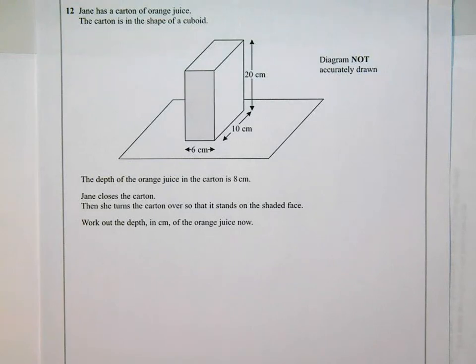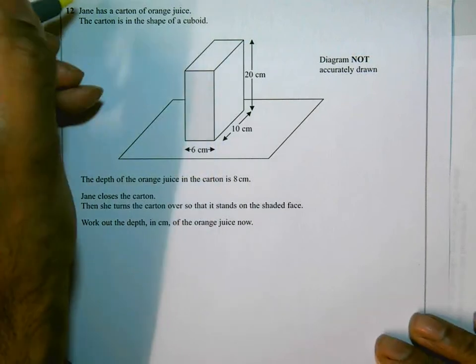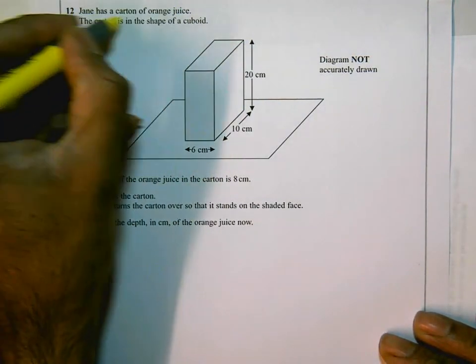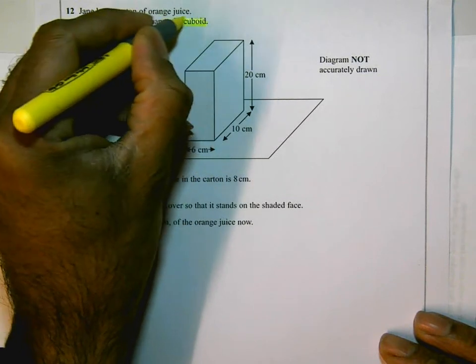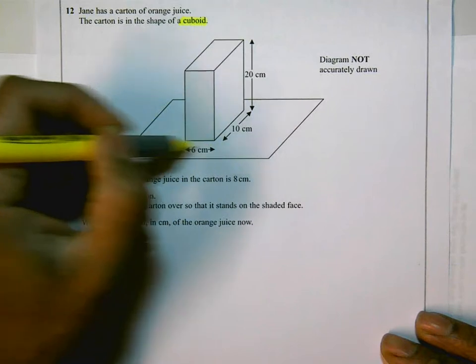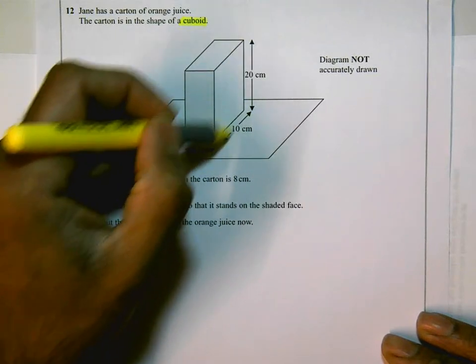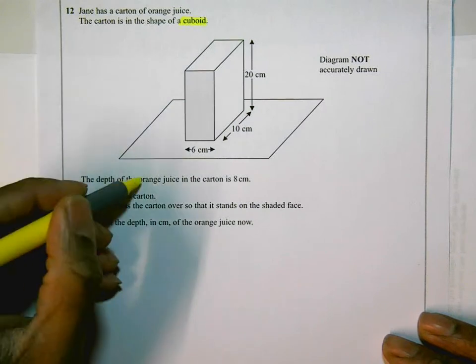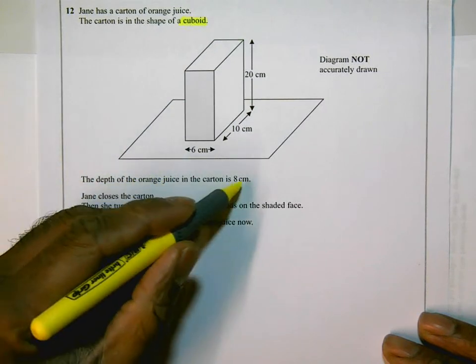Okay, this is question 12 on the higher non-calculator paper. Let's read the question first. Jane has a carton of orange juice. The carton is in the shape of a cuboid. So it's a cuboid, and you can see that it has, we call that the length 6, the depth 10, and the height 20. The depth of orange juice in the carton is 8 centimeters.